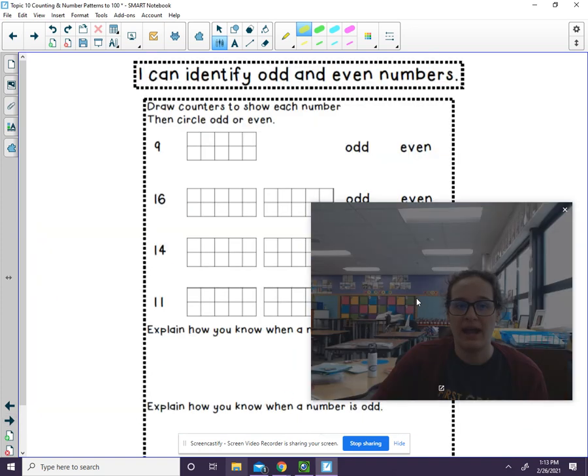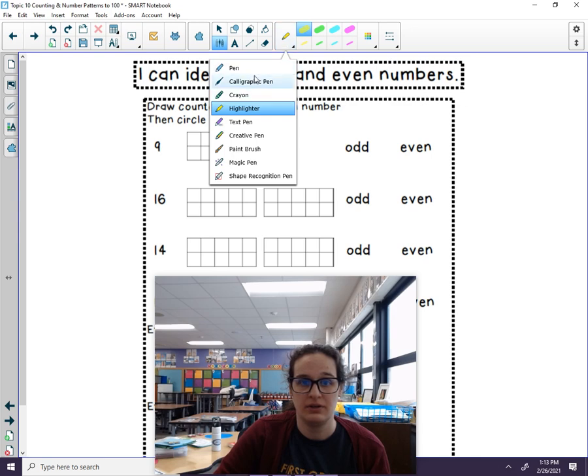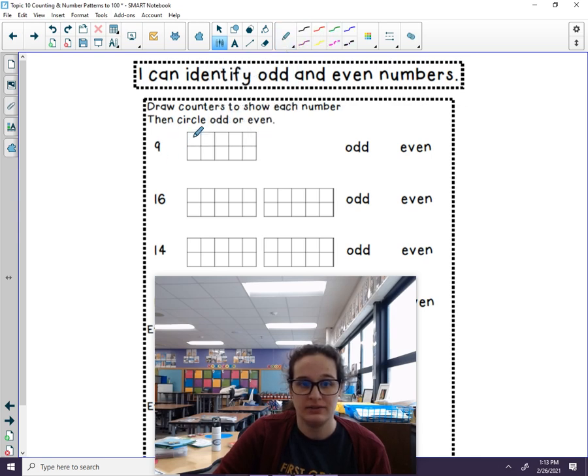So on your practice sheet today, it says draw counters to show each number, then circle odd or even. So you will do 9. 1, 2, 3, 4, 5, 6, 7, 8, 9. Do they all have a pair? This has a pair. This has a pair. This has a pair. This has a pair. But this one does not. So it is odd.